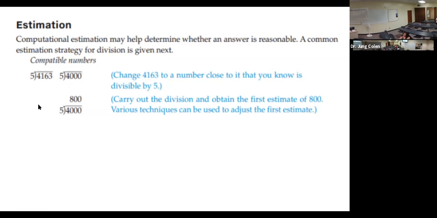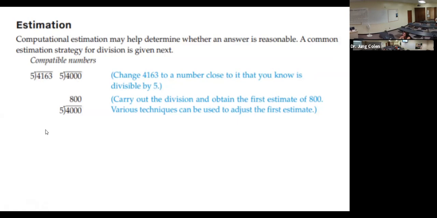So has how much we have increased or decreased? From 4,163, we changed that to 4,000. So did we decrease or increase? We decreased the amount we had at the beginning. But we are not changing the divisor, right? So we are dividing 4,163 among 5 people. Now we have 4,000 dividing that by 5 people. And how much does each person get?